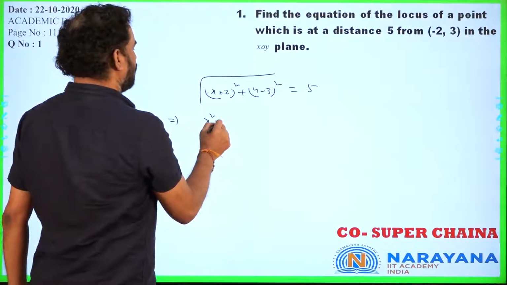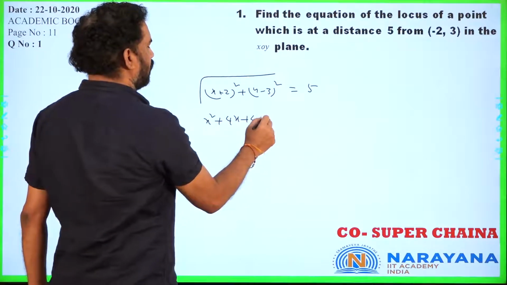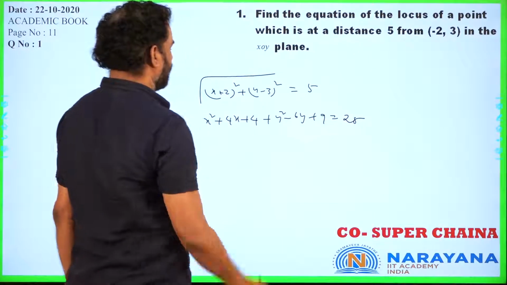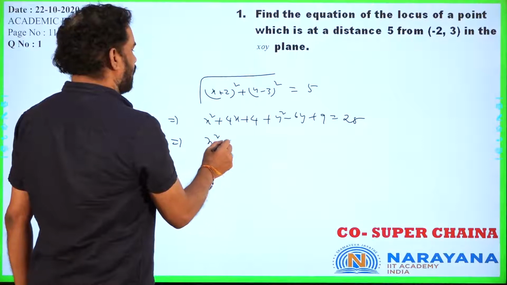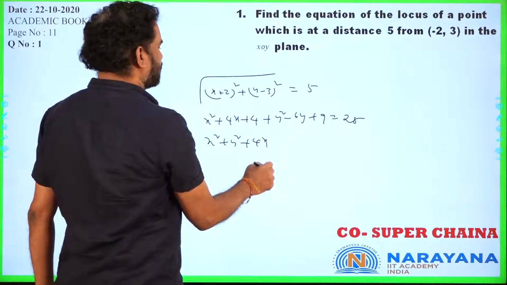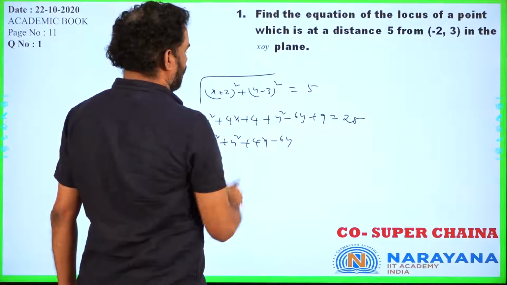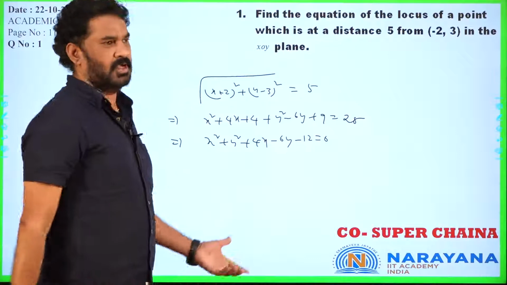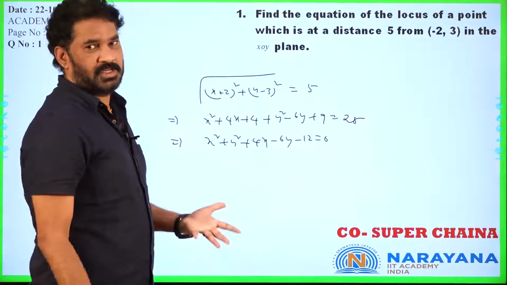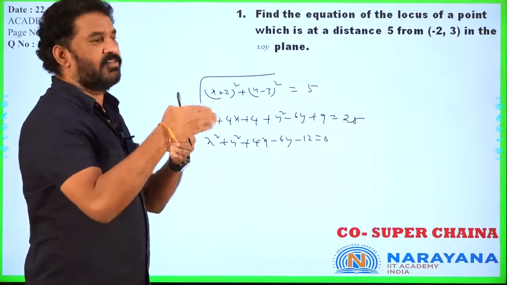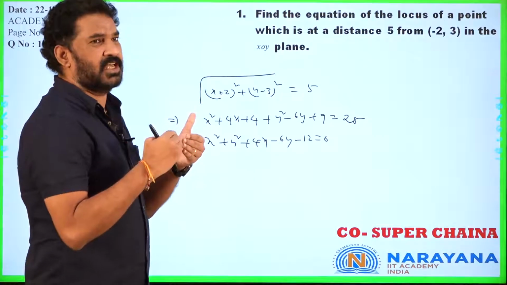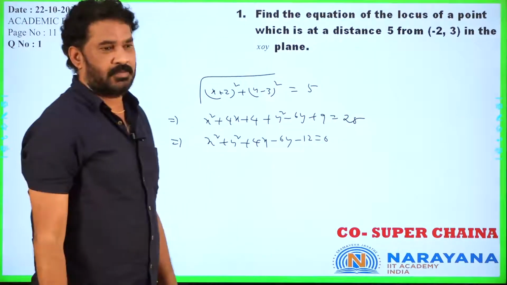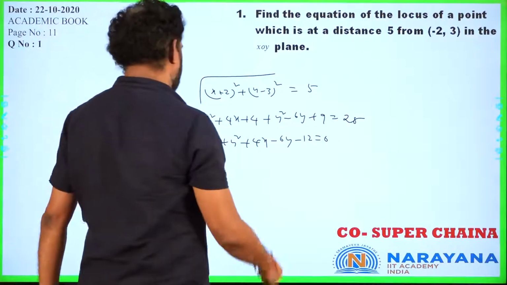This is x square plus 4x plus 4 plus y square minus 6y plus 9 equals 25. So this implies x square plus y square plus 4x minus 6y minus 12 equals 0. That is the locus, which is simply a circle. You know that a circle is the locus of a point which is at a fixed distance from a fixed point. This is the fixed point and the fixed distance is the radius of the circle.